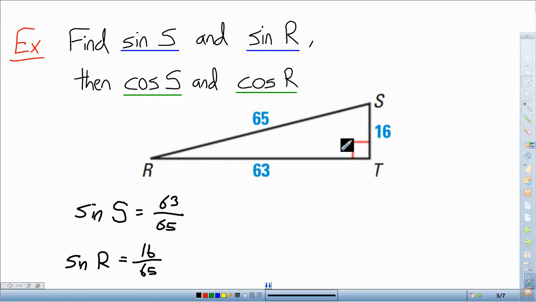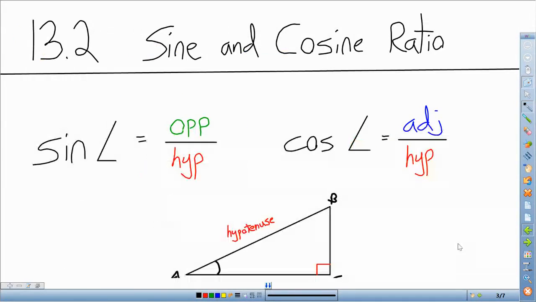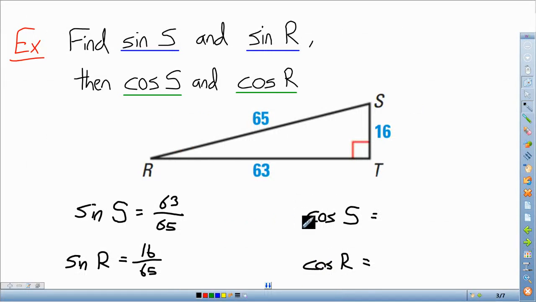So there's sine. What I want you to try is the cosine problems. Go ahead and do cosine of angle S, and then cosine of angle R. Just remember, cosine is adjacent over hypotenuse. Start with angle S here, and figure out the ratio of the adjacent side over the hypotenuse. Give it a try.